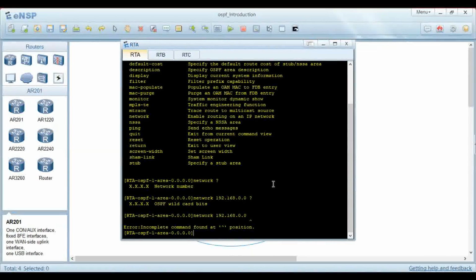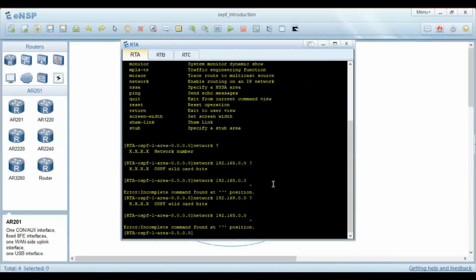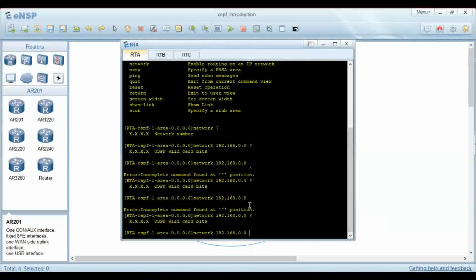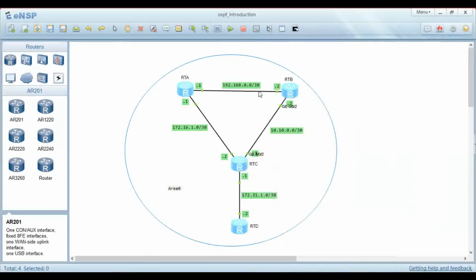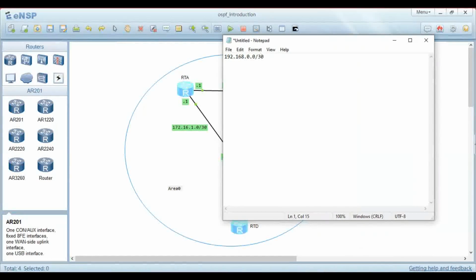Then what does it ask next? It asks you for OSPF wildcard bits. What are wildcard bits? Let's look at an IP address, like our network IP address, 192.168.0.0. And we have seen from our previous lesson that an IP address must have a subnet mask. The subnet mask for this is slash 30.